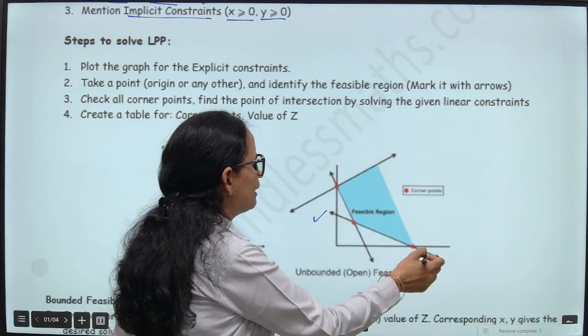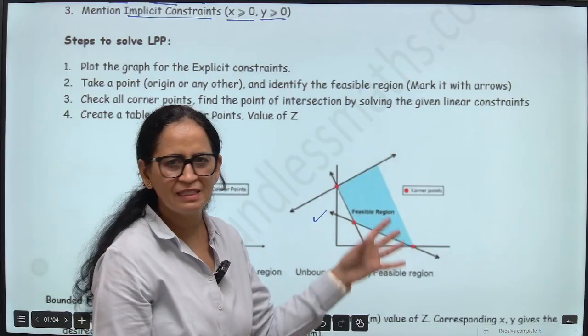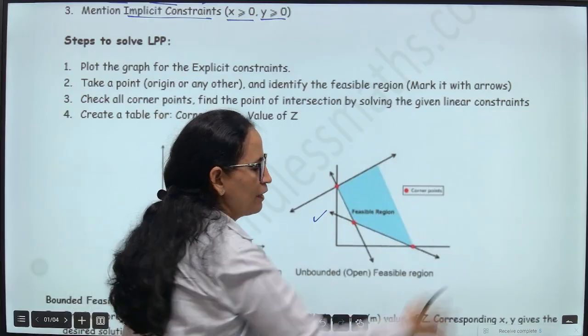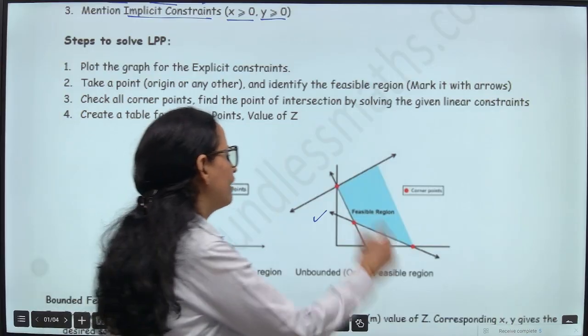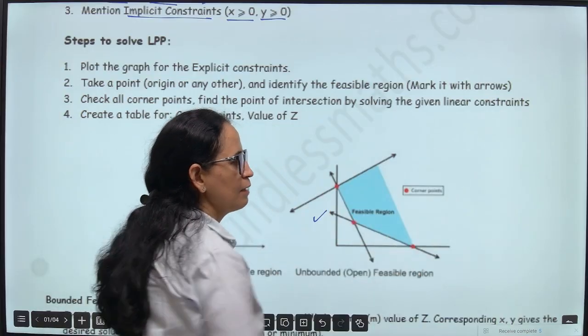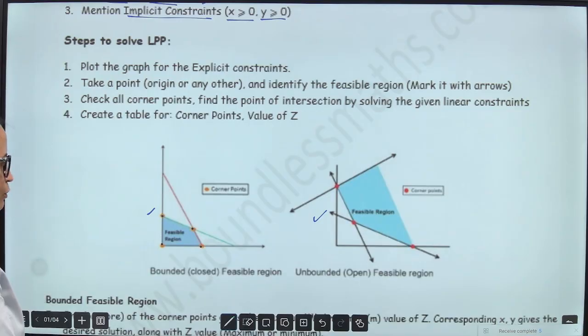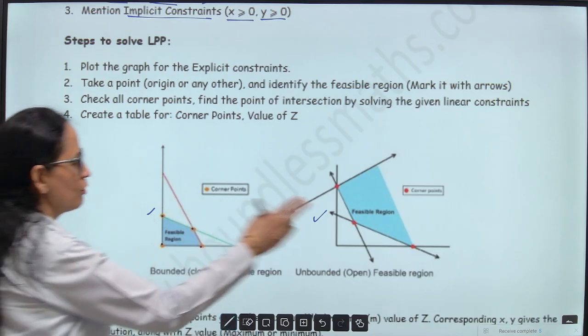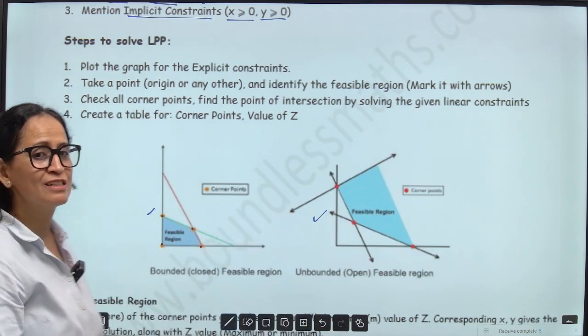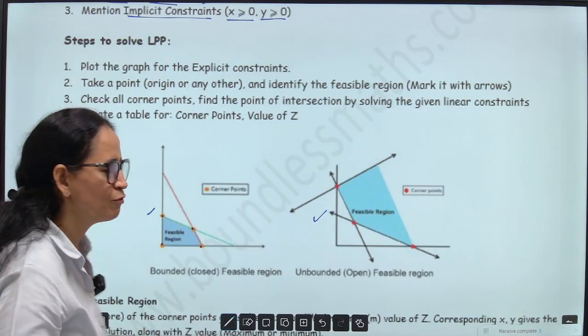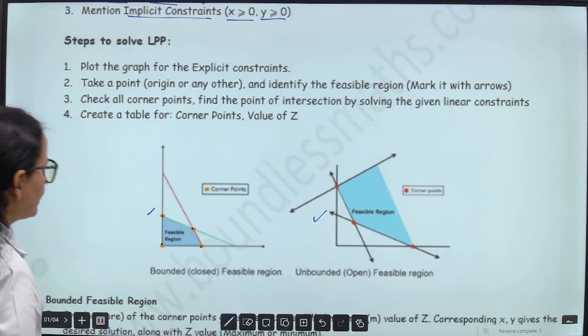It is bounded by lines on maybe two or three sides, but it is open on one of the sides. So there are a few corner points, but still it is unbounded. So there can be more than one solution in such cases. We'll solve questions related to bounded regions and unbounded regions, so that you understand all the possible scenarios for any kind of LPP.